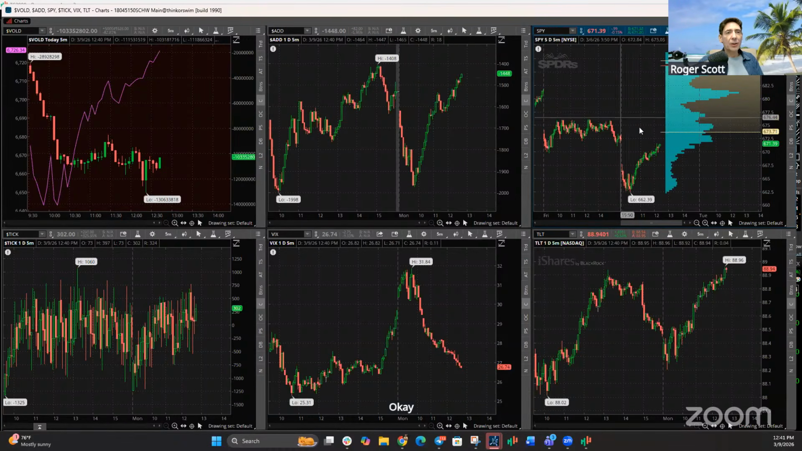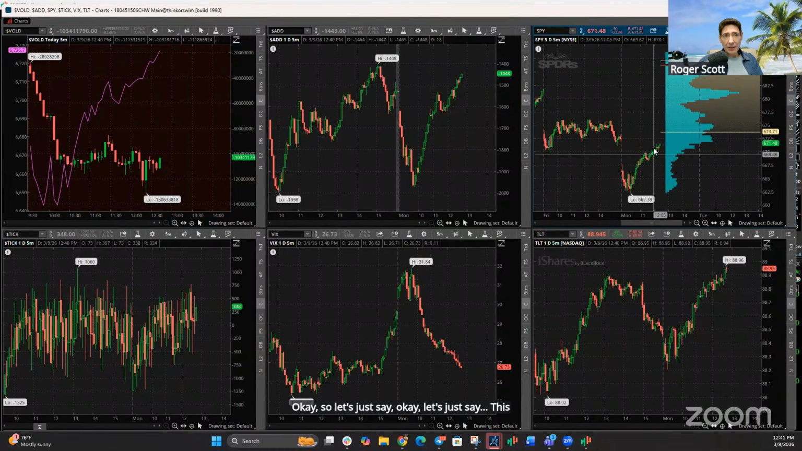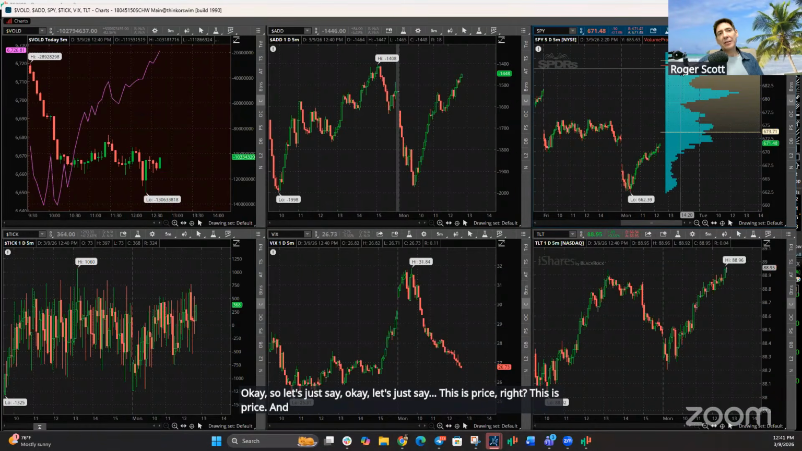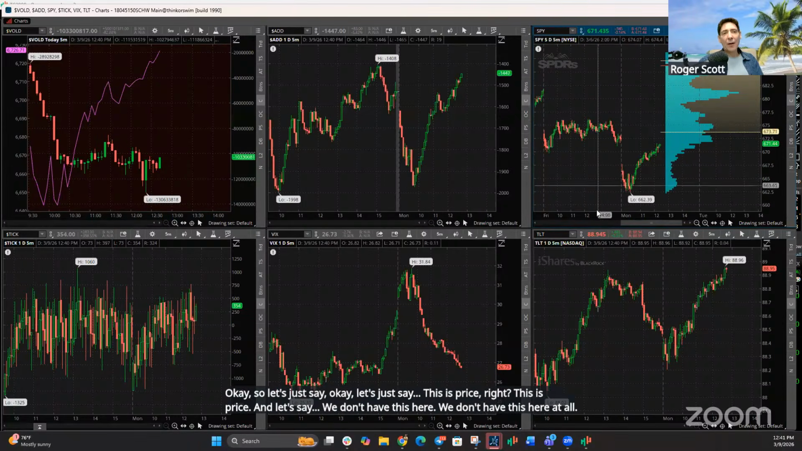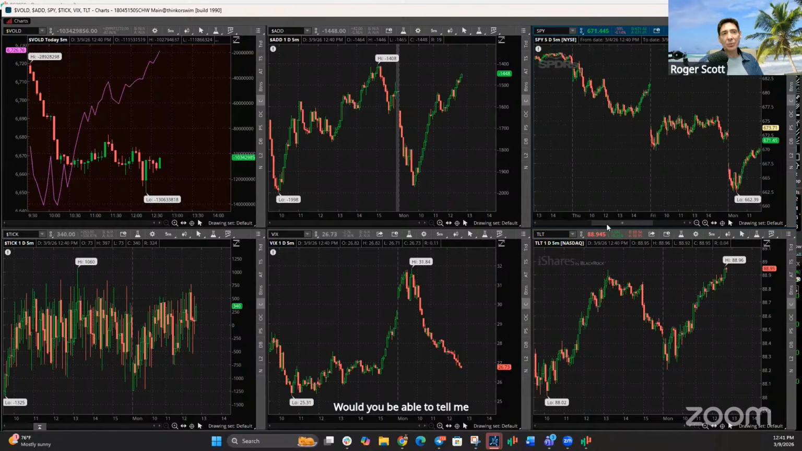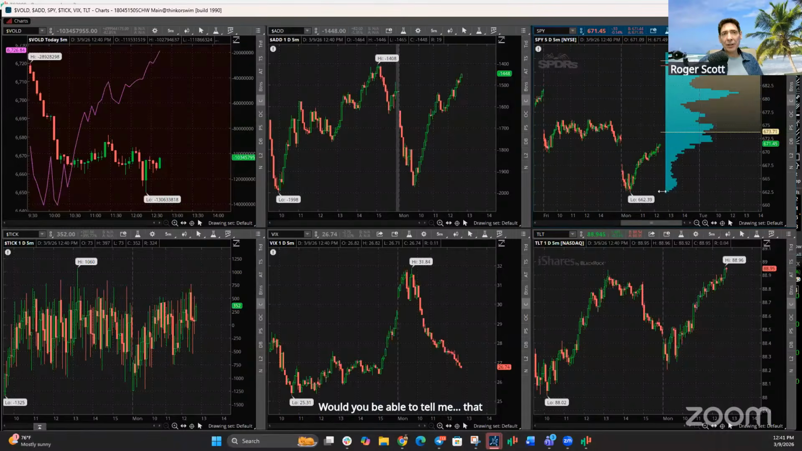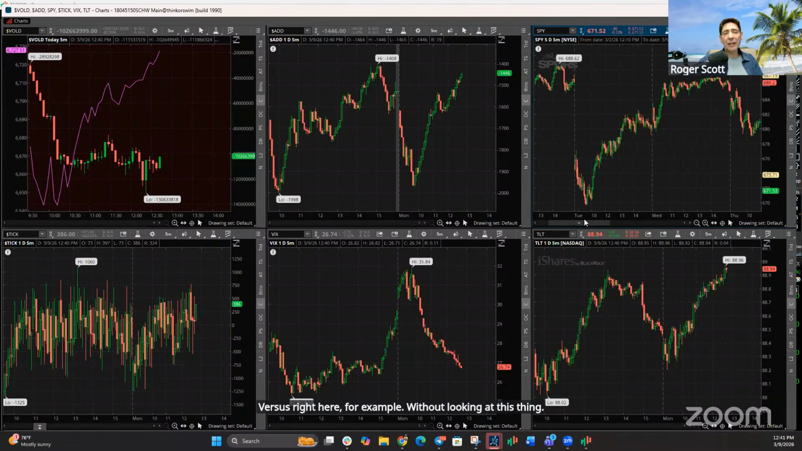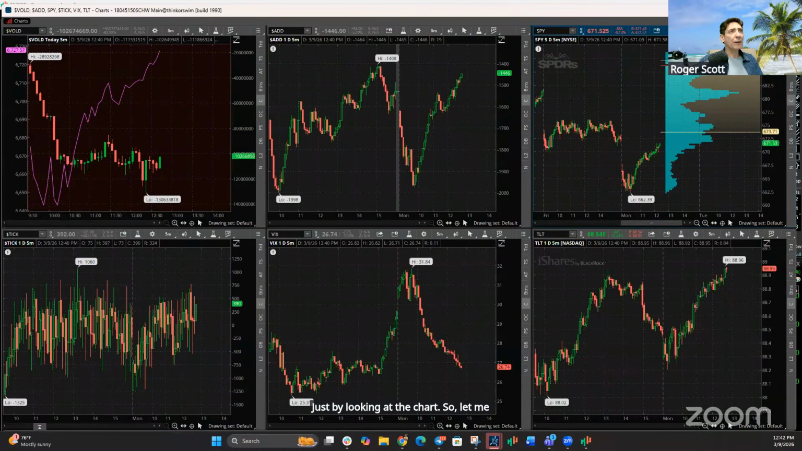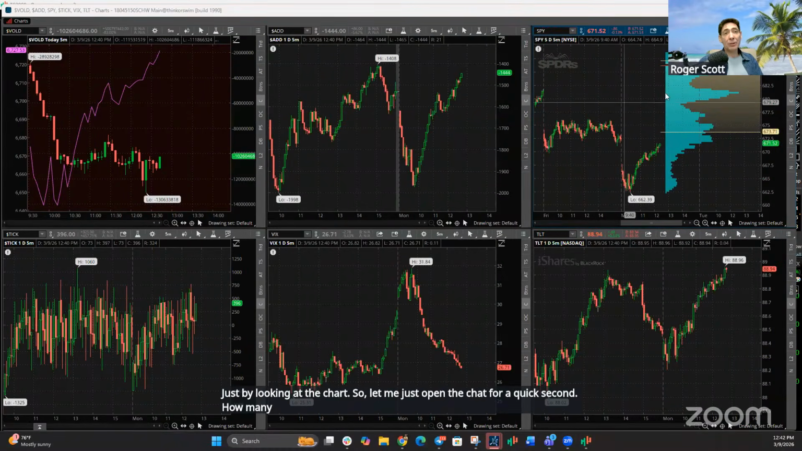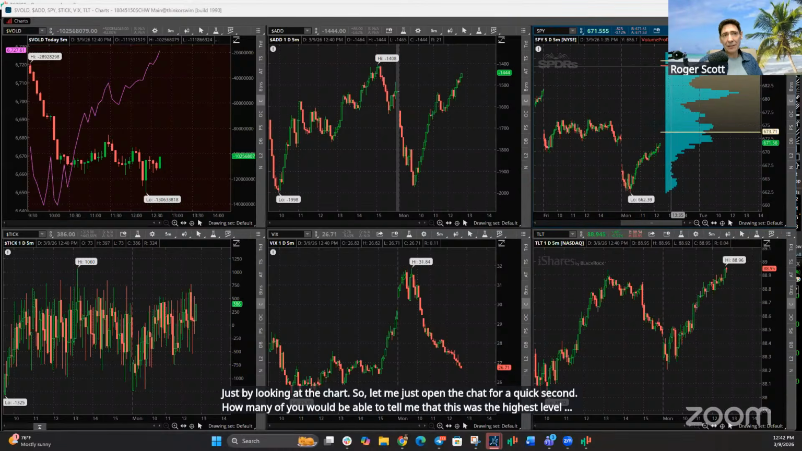Let's just say this is price, and let's say we don't have this here at all. Would you be able to tell me, and be honest, looking at price, that the highest level of price hit right here versus right here, without looking at this thing, just by looking at the chart? Let me open the chat for a quick second. How many of you would be able to tell me that this was the highest level traded over the last 5 days if this thing was not here?